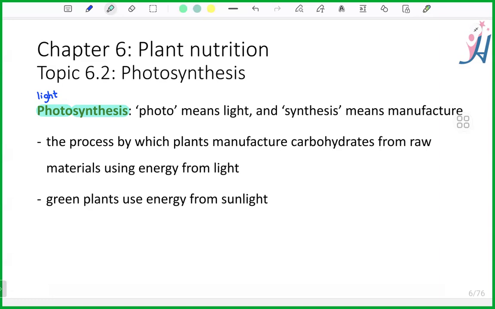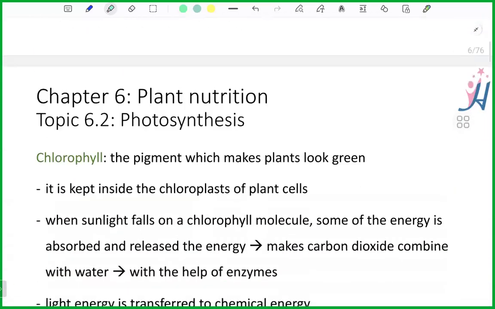Green plants use energy from sunlight in nature. When we talk about the natural world, that will be the sunlight. But if we talk about an indoor plant, or a plant that does not get sunlight, let's say a plant inside our house or in our living room, then it might use the light energy available from a lamp or from a light bulb, right? That could also be considered as light energy available for photosynthesis.